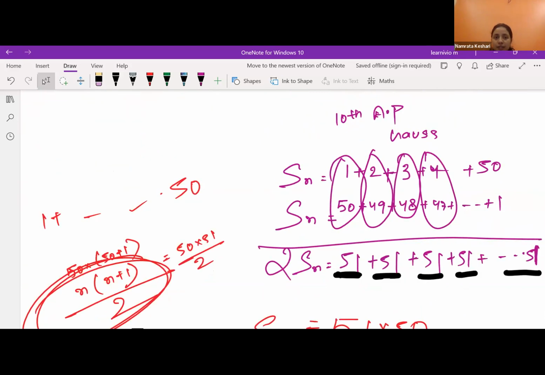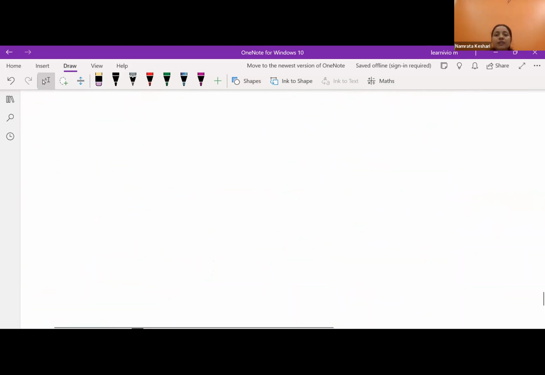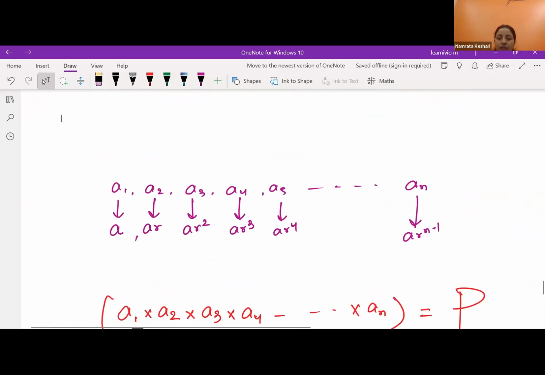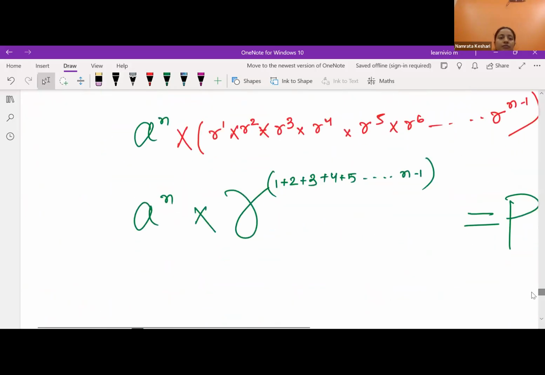n into n plus 1 by 2, given by Gauss when he was just 10 years old. Can you see we are having the sum 1 plus 2 plus 3 plus 4 plus 5, till n minus 1. I'm telling you, the sum of the first n natural numbers, till any number you want to add, you can add it by using this formula.